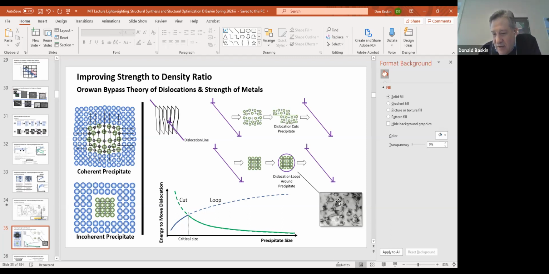Right down here, I have a transmission electron micrograph that actually shows what this looks like. This is a real material. I don't actually know what material, but this is a real material.